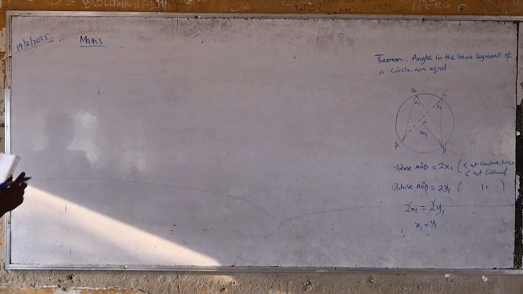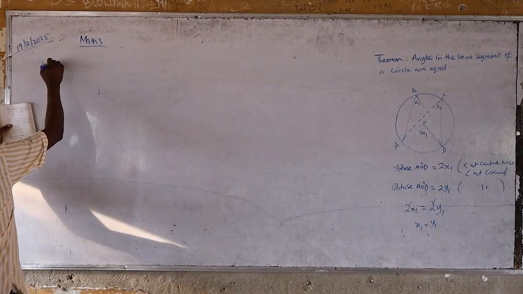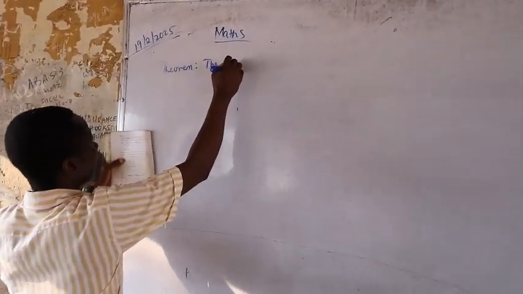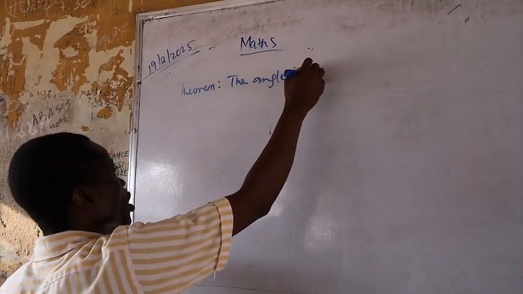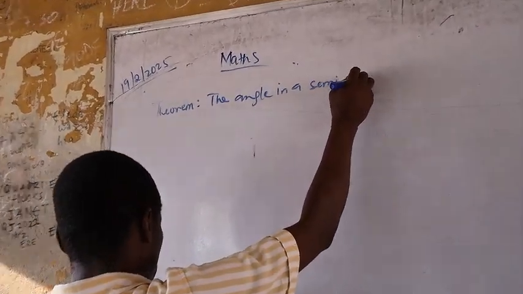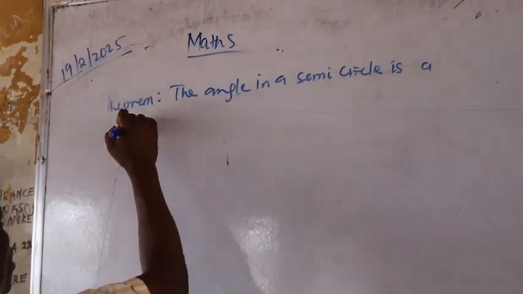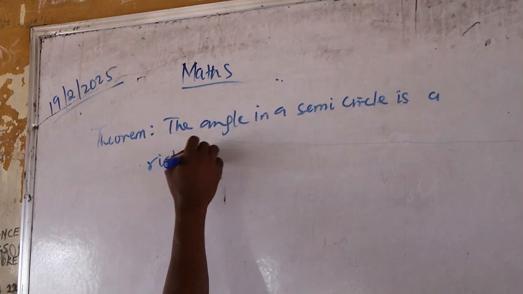Now the next theorem is this theorem. The angle in a semicircle is a right angle.